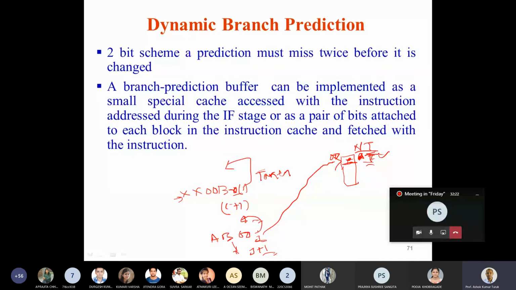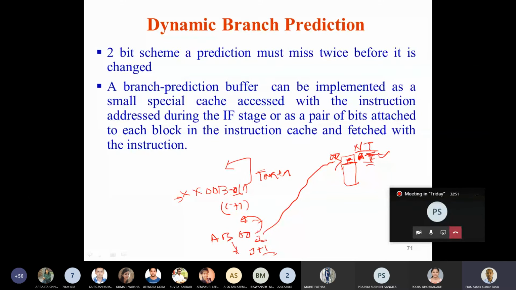Yes, sir. Okay. So we are moving from 1-bit prediction to 2-bit prediction. In a 2-bit prediction, you need to mispredict two times if you want to flip the prediction. If it is taken, you have to miss two times, and then it becomes not taken. And if it is not taken, you have to mispredict two times so that it becomes taken. And this is a branch prediction buffer.